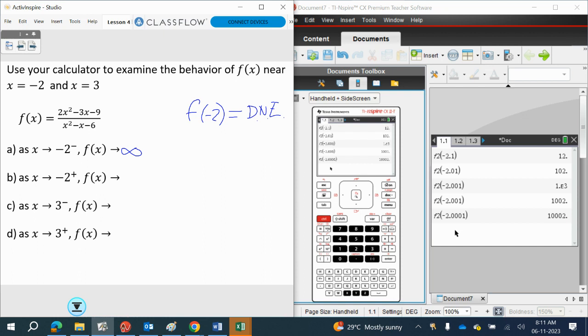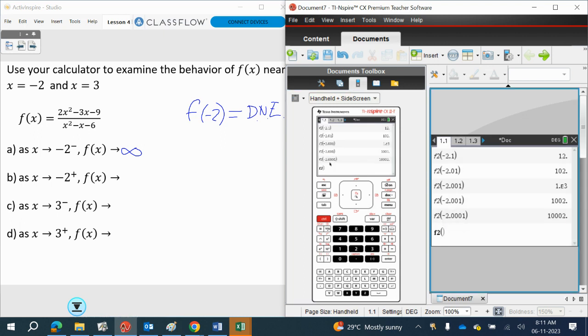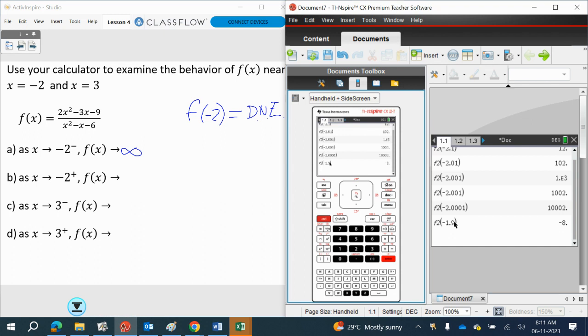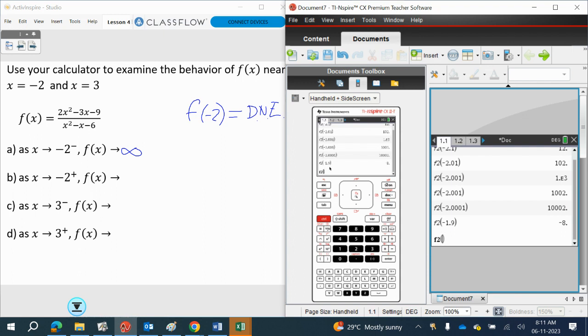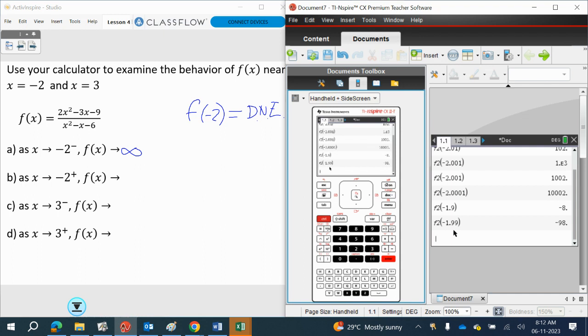Let's have a look at what happens as we approach negative 2 from the right-hand side. So we want f of negative 2. What would be something suitable on the right-hand side? Negative 1.9. Sounds good to me. We're at minus 8. Let's move closer. If we want to move closer, where do we go now? Negative 1.99. That's closer. There, we're going up.